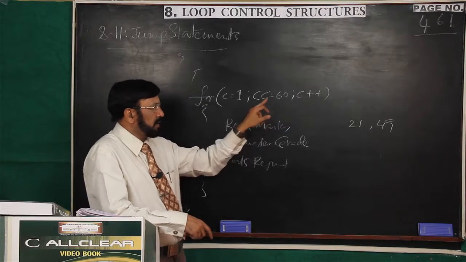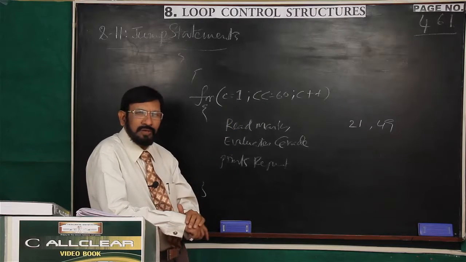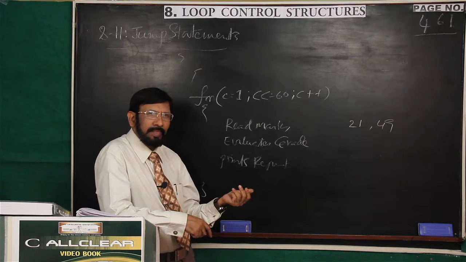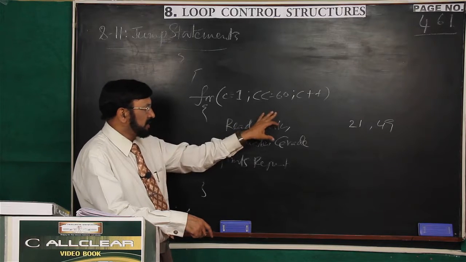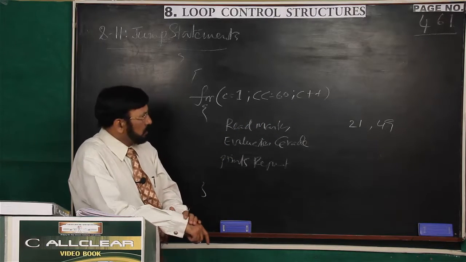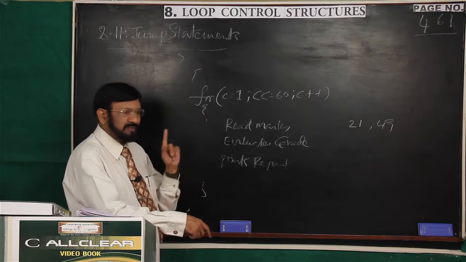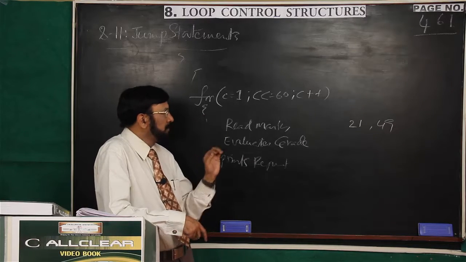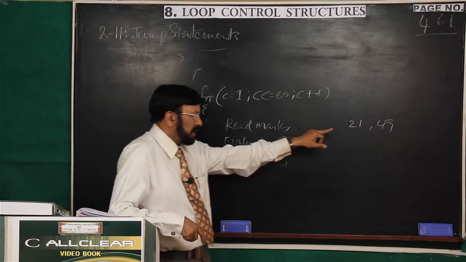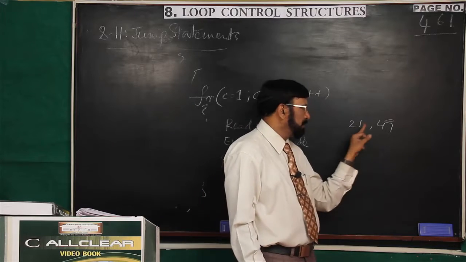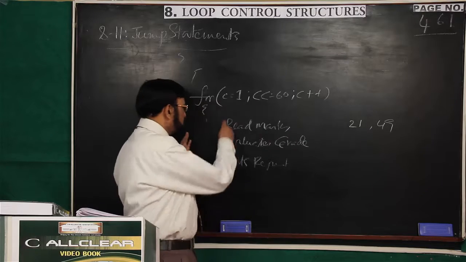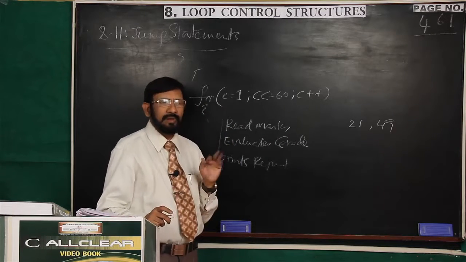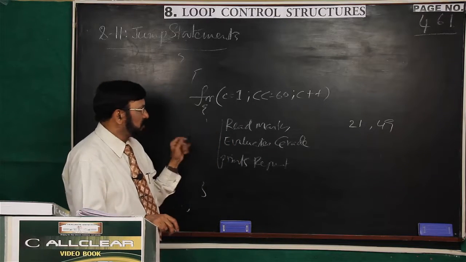Suppose whenever iteration 21 comes, she cannot give any data. But unless the data is read, we cannot skip the statement. So in such a situation, what should be done? When iteration number 21 and iteration number 49 come, all this process should be skipped. For this purpose, you can use continue.